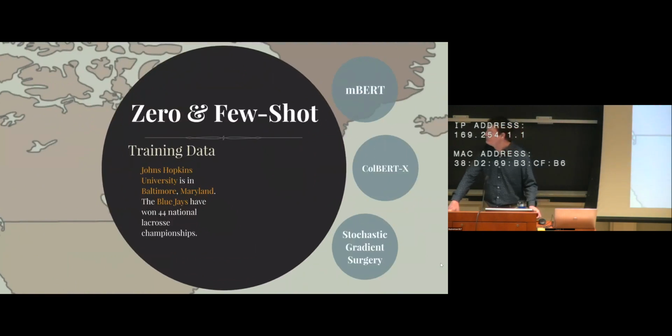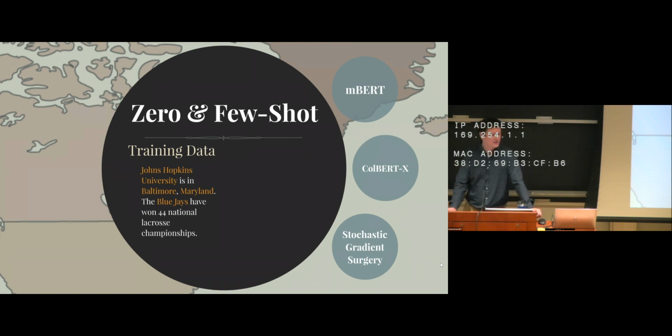So I'm sure most of you have seen this, but I'll be a little explicit on this. This is going to be a named entity recognition task. Let's have this training data, which is in English, and we have these class labels, which are in orange. So Johns Hopkins University is in Baltimore, Maryland. The Blue Jays have won 44 national lacrosse championships. And let's say this is what's been annotated by humans.